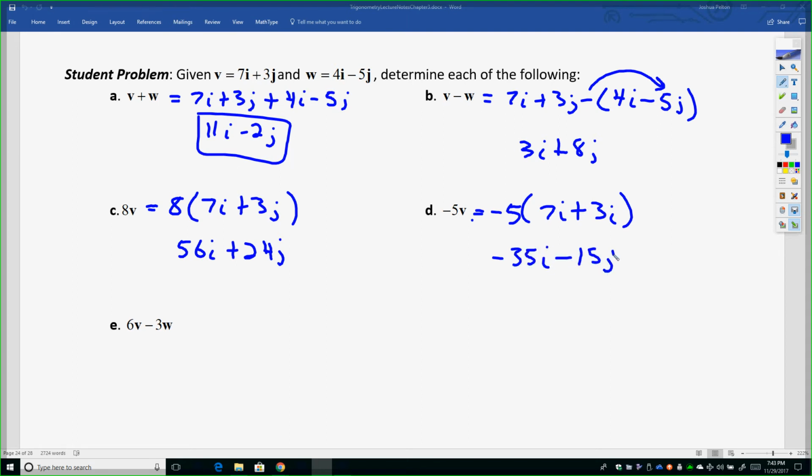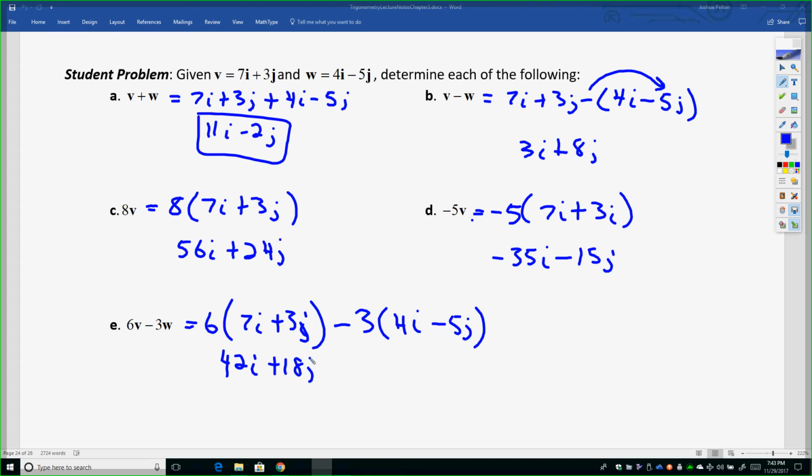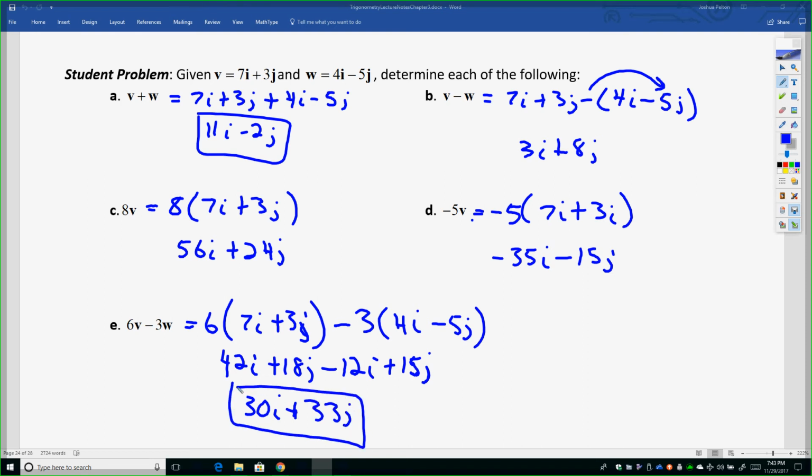This next one's a difference and a scalar. So that's 6 times the 7i plus 3j, minus 3 times 4i minus 5j. So that gives me 42i plus 18j minus 12i plus 15j. For a final answer, 42 minus 12 is 30i. And let's see, 18 and 15 gives me 33j. Okay. All right, next page.